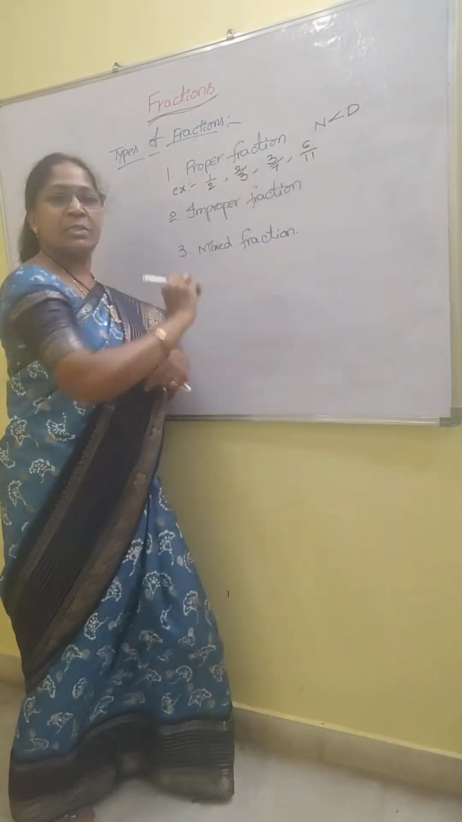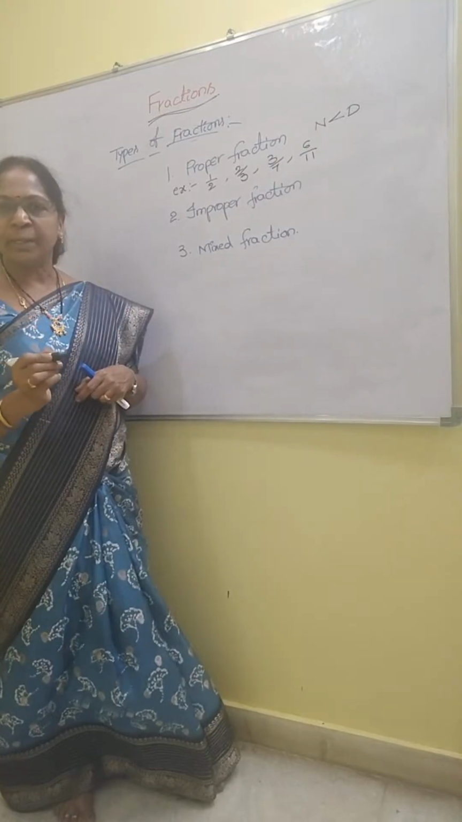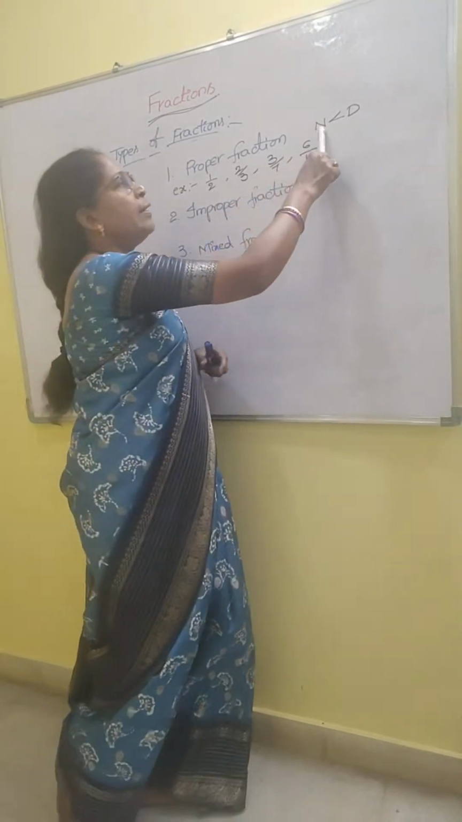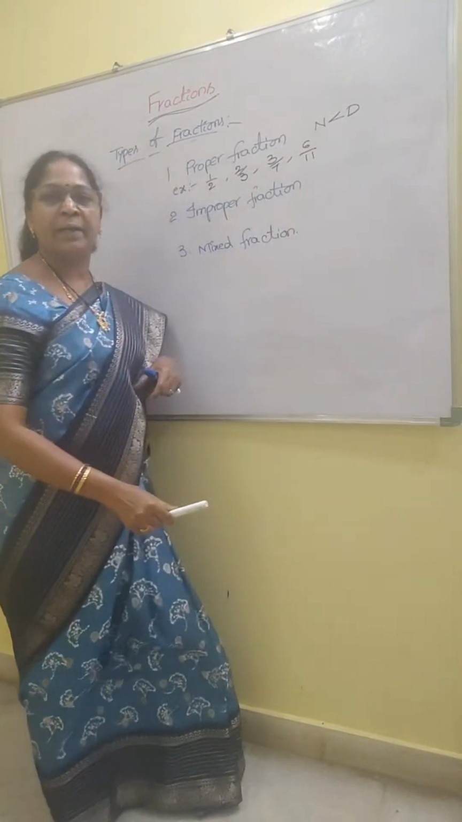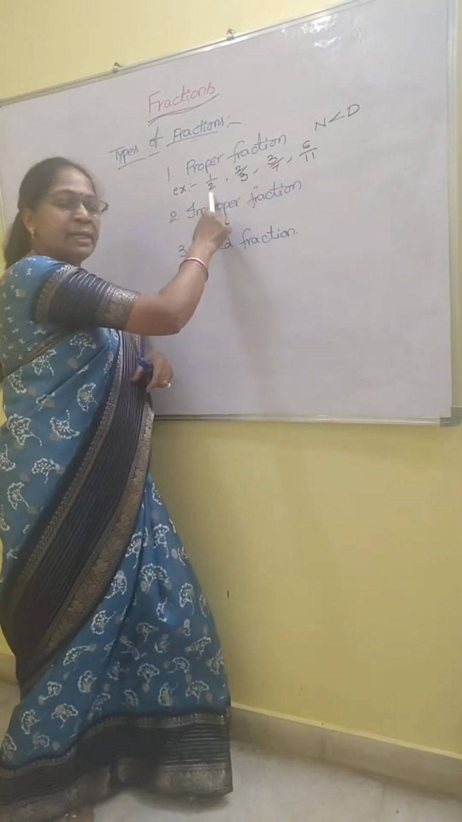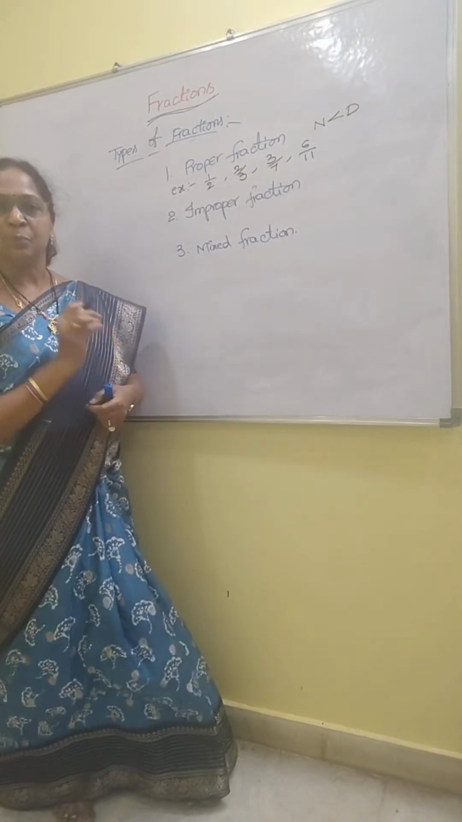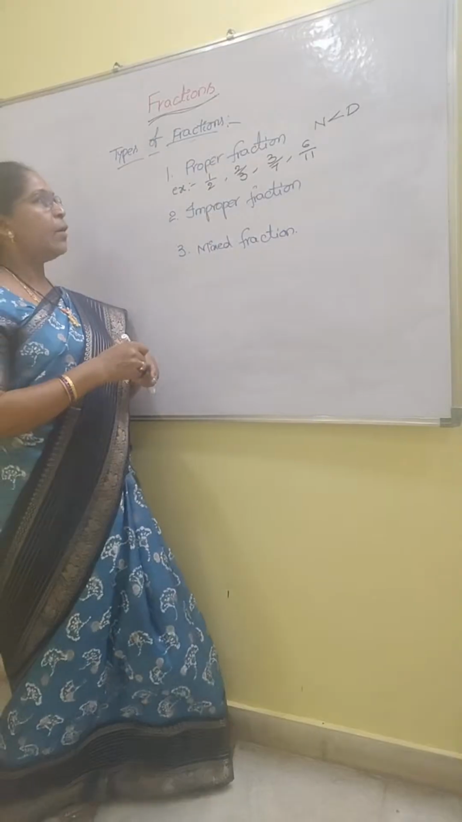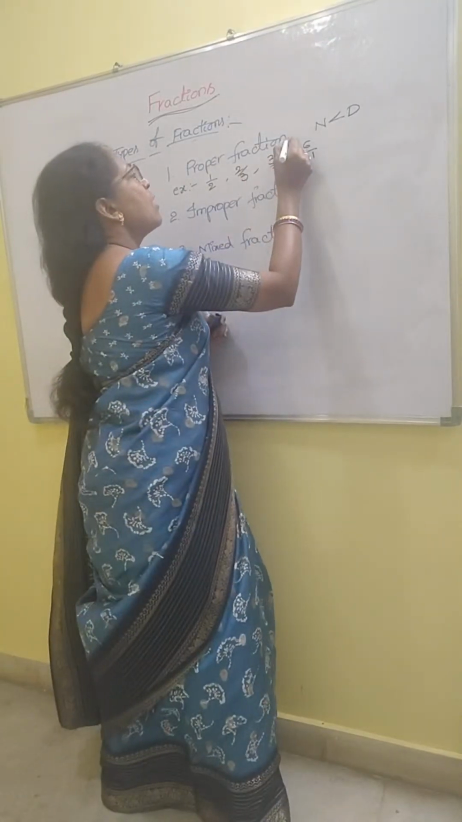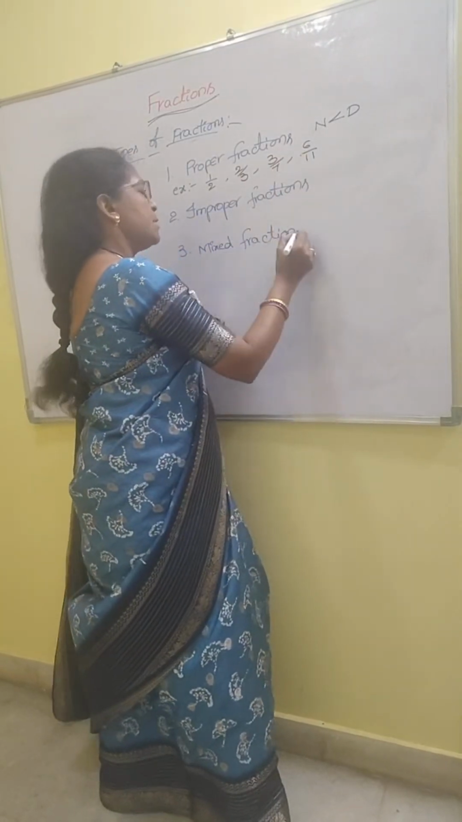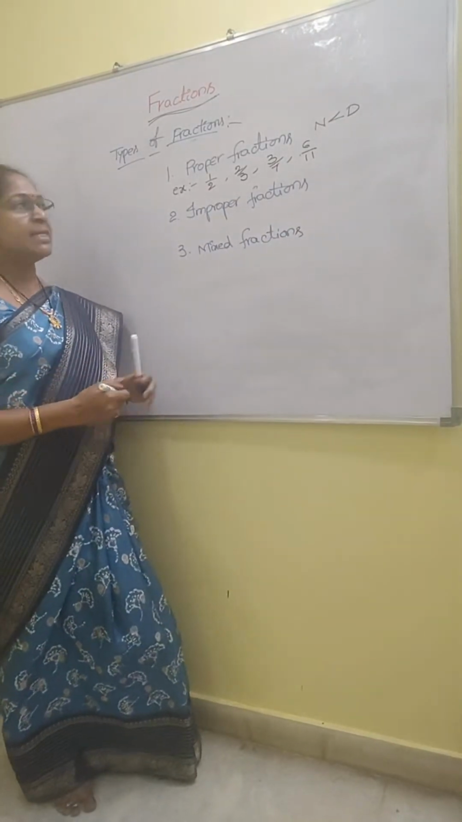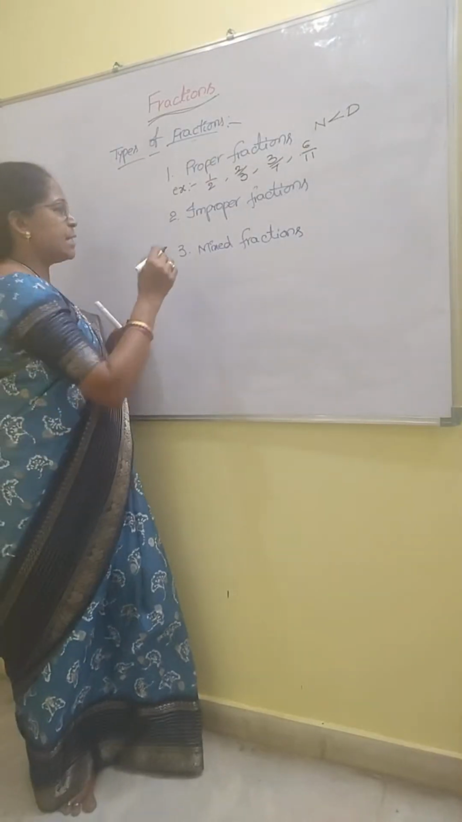Here n represents numerator and d represents denominator. So numerator value is always less than denominator. Then if any other fraction is like that, then those fractions we call it as proper fractions. Here proper fractions, not only one, there are improper fractions and mixed fractions. Now improper fraction, just reverse to the proper fraction.